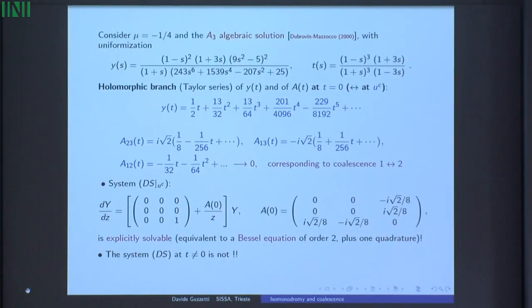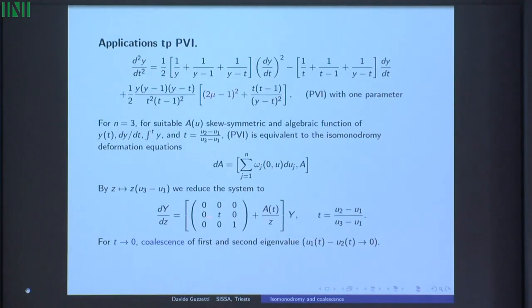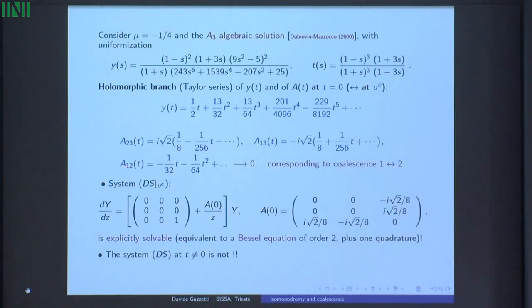The entries of the matrix A can be expressed explicitly as algebraic functions of y. I don't write the formula, but the formula gives you this Taylor expansion. These are convergent expansions. And so you see when t goes to 0, where 1 and 2 coalesce, you have that A12 goes to 0. So this satisfies the assumptions of our result. And actually, you can now take the system at 0. This is the matrix A0. So here, just this one and this one.